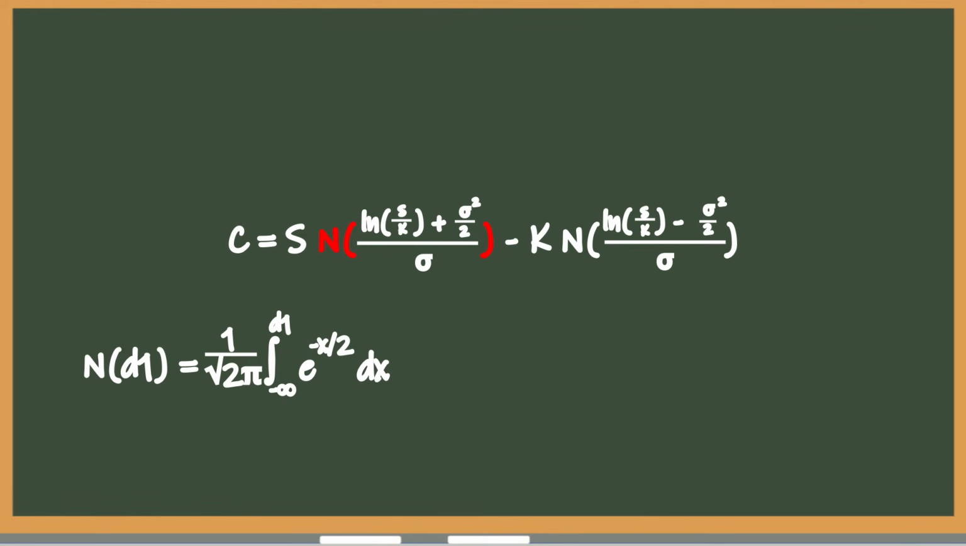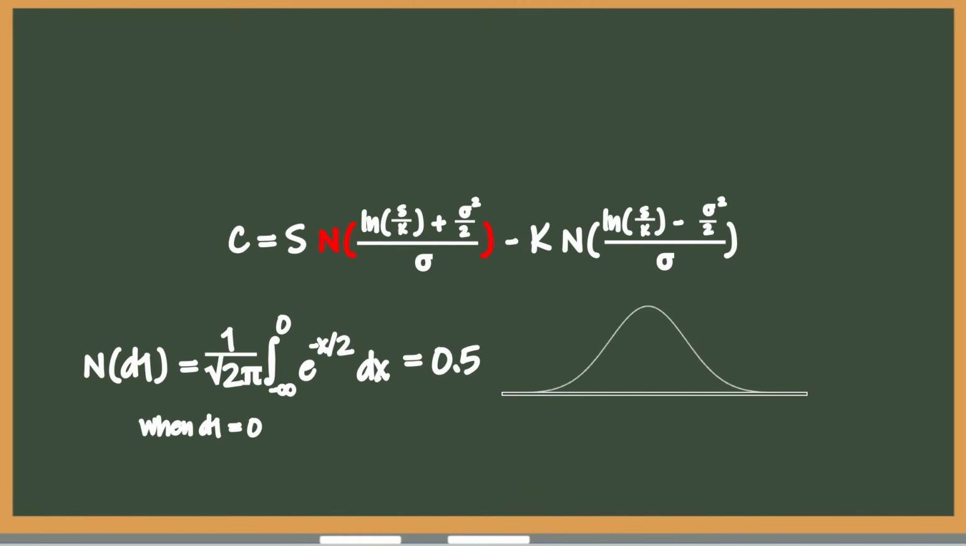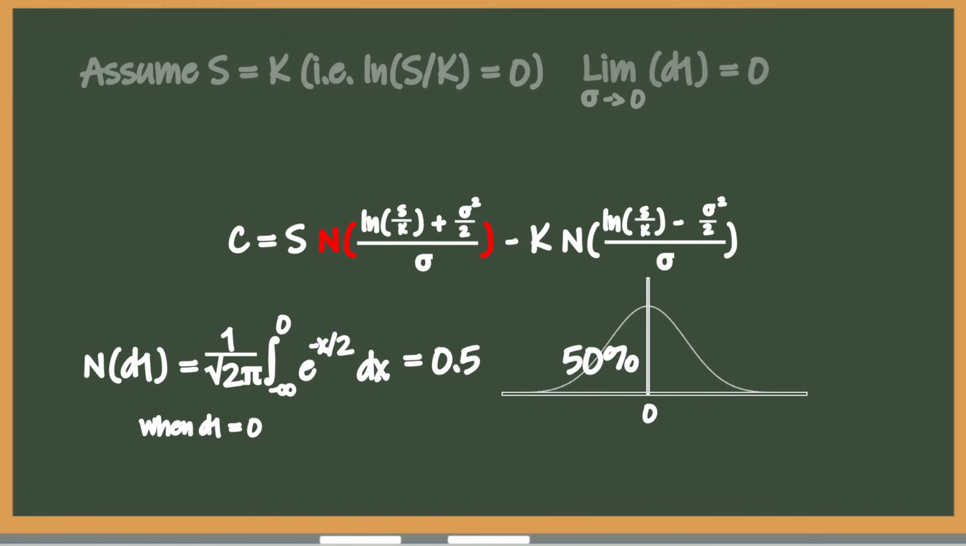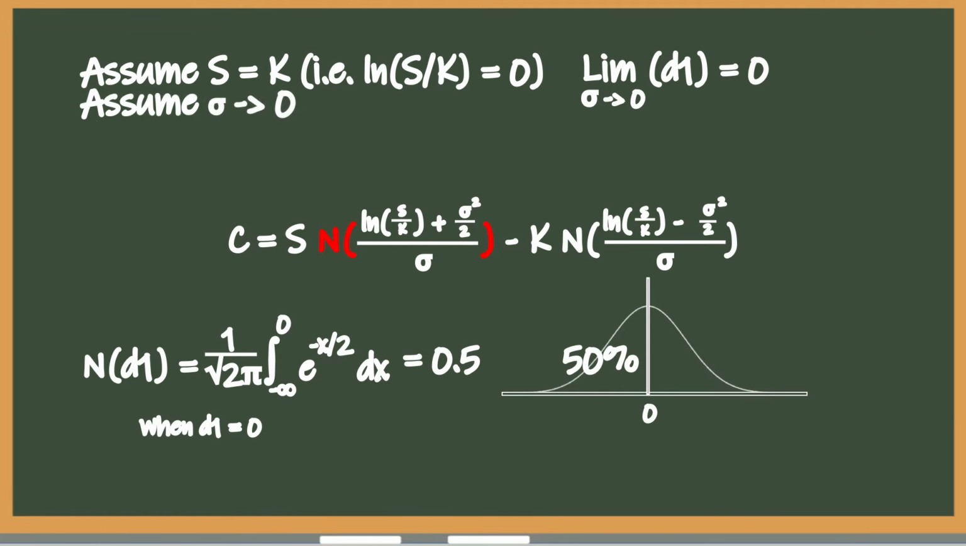What is important to know is that for a normal distribution, a value of D1 corresponding to 0 is equal to 0.5 or 50% of the normal distribution. If we consider a normal distribution curve, what this means is that at a value of 0, we are at the exact mean of the distribution, whereby 50% or 0.5 of our values under the curve fall at this point or less. So, in the case of our limit, we see that when S equals K, or when the call is at the money and volatility approaches 0, our value of N of D1 is 0.5.